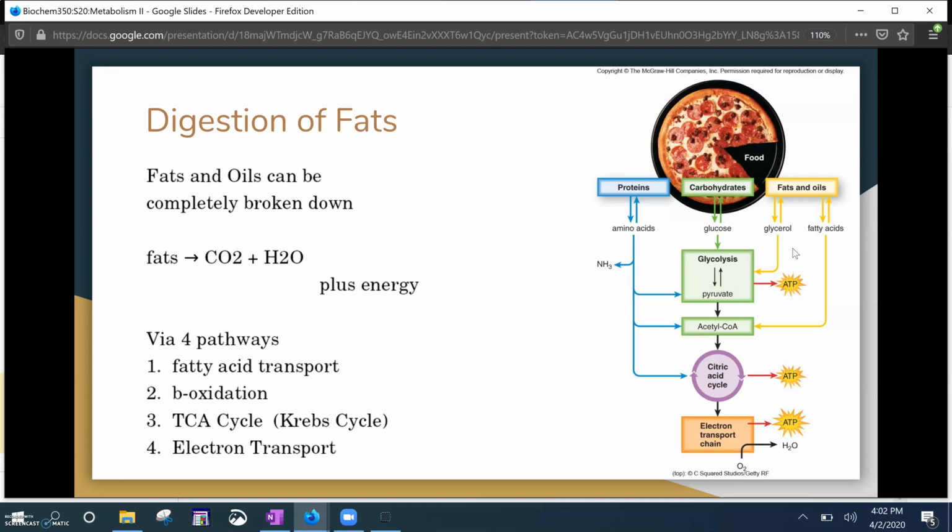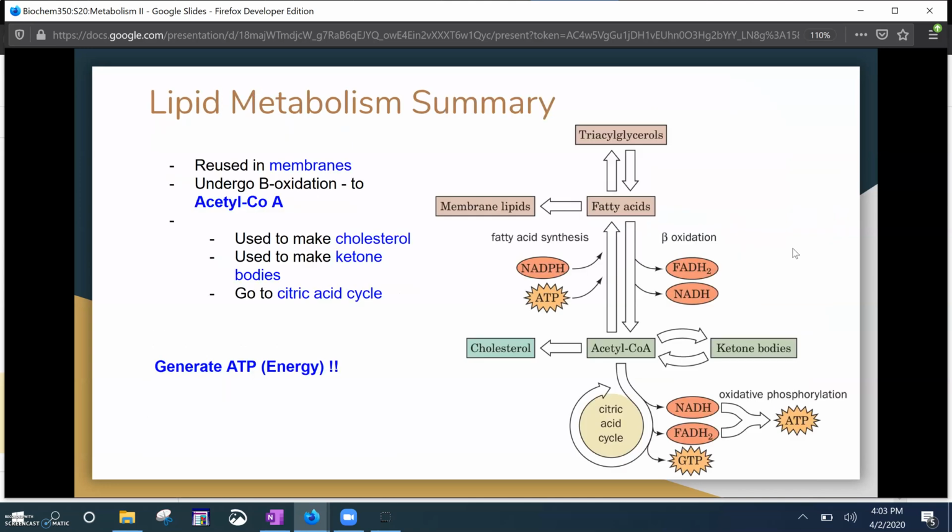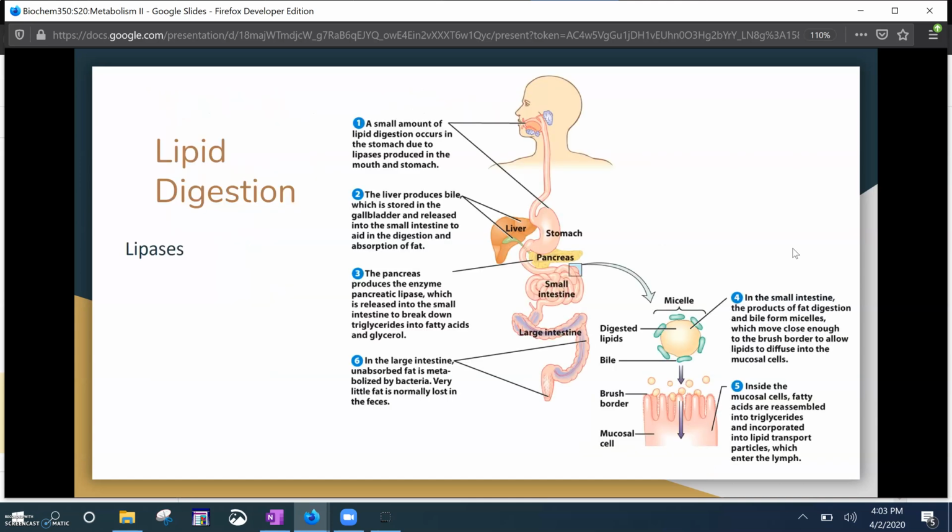So first we're going to look at the digestion of fats. There are 4 different parts to it. We have the fatty acid transport, beta oxidation, and then again feeding into the Krebs cycle. We're not going to look at the Krebs cycle all at once at the end. So the first thing to do is to break down the triacylglycerols into fatty acids. And if we need any of those fatty acids, they can go off into making membranes. They're going to go off into making cholesterol if that's needed, and maybe ketone bodies if that's needed. And then eventually it will go into the TCA cycle for energy.